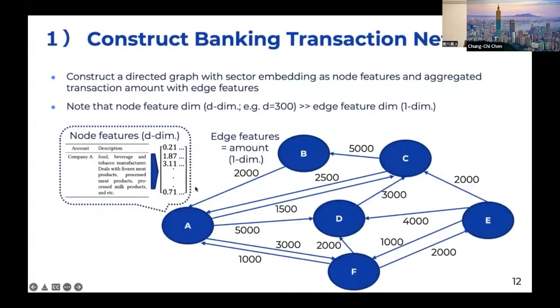Using this d-dimensional vector as node feature, we construct a banking transaction network. Specifically, we place a textual embedding of sector information about the bank account on the nodes, and then we place the aggregated transaction amount on the edges. Please note that the node feature dimension is much greater than the edge feature dimension in our setting. And we regard this situation as one that can appear generally when we construct a financial transaction network.